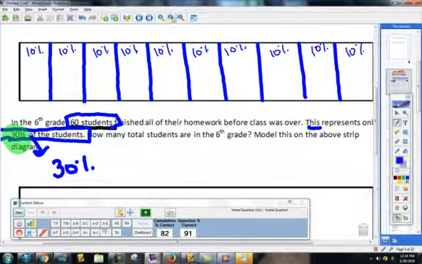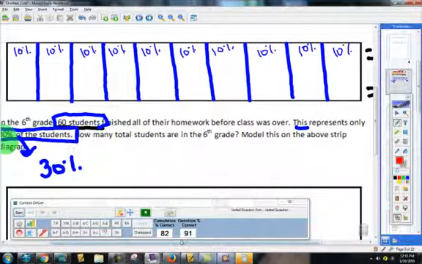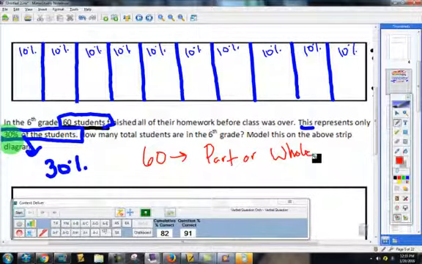Okay? Now, I'll do all the money in red. Okay, now, it says 60. We've got to figure out whether 60 students is a part or a whole. That's what we've really got to figure out, and you just got to read it real carefully. It says 60 students finished their homework before class was over. But those 60 only represent 30% of all the students.